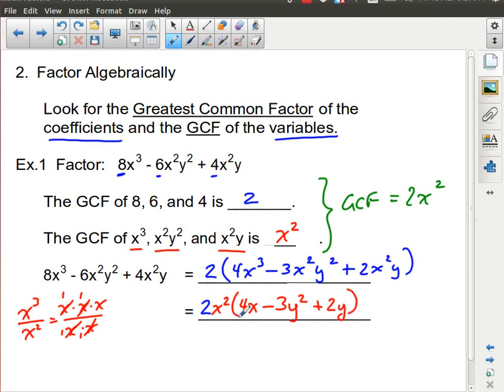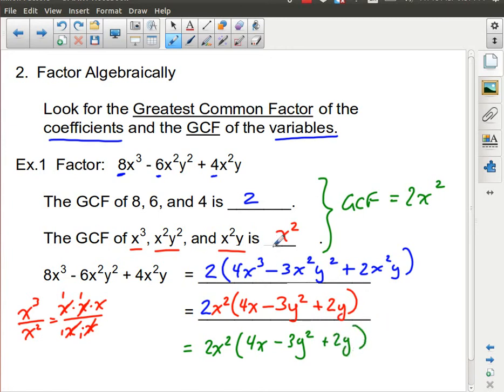And once again, I would encourage you to reverse this process in your mind or off to the side as rough work. 2x squared times 4x: 2 times 4 is 8, which is what we want. X squared times x is x cubed, so 8x cubed. This entire process is reversible. So an extra line for the final answer, all in one color: 2x squared times 4x minus 3y squared plus 2y.